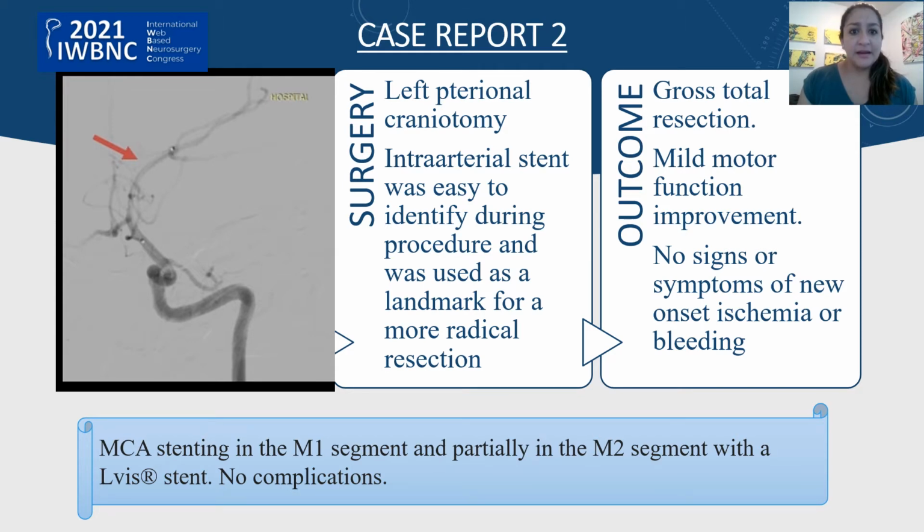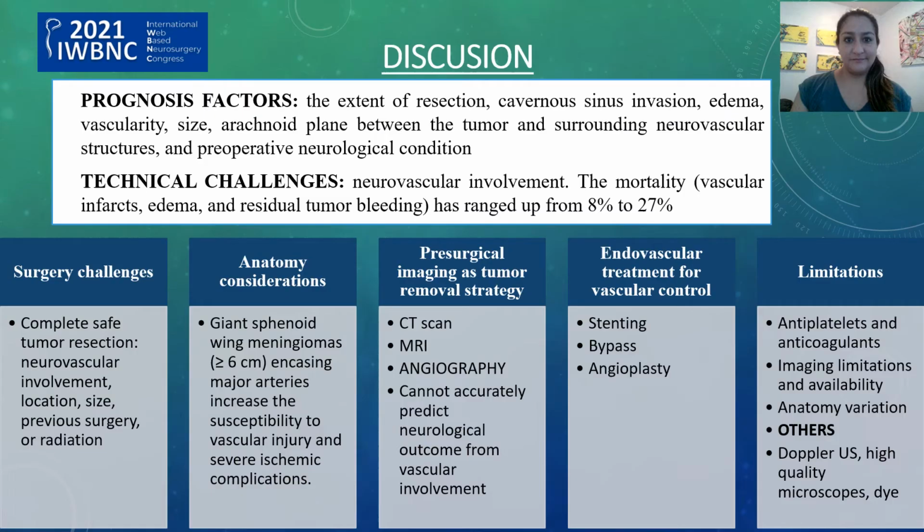The left pterional craniotomy was used, and the intra-arterial stent was easy to identify during the procedure, and it was used as a landmark for a more radical resection. After surgery, the patient showed mild motor function improvement and no signs or symptoms of new-onset ischemia or bleeding.